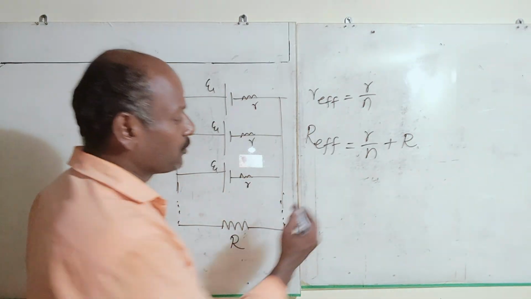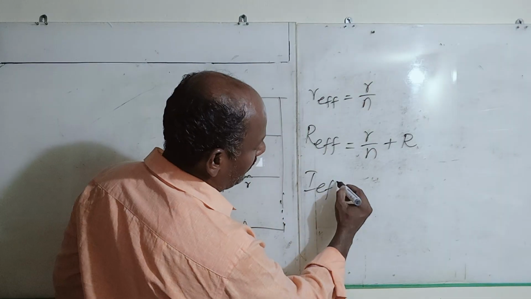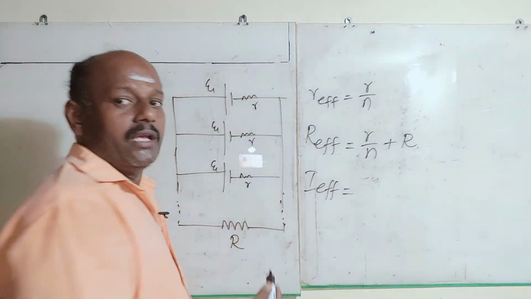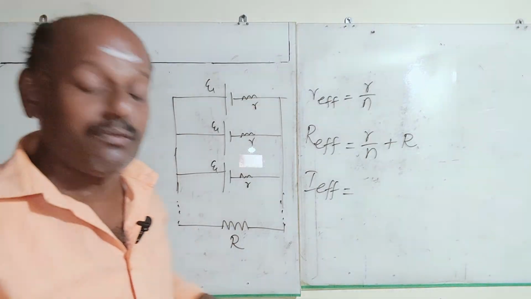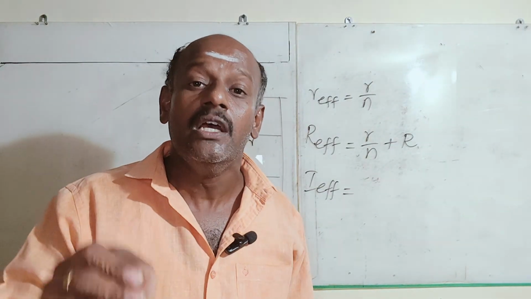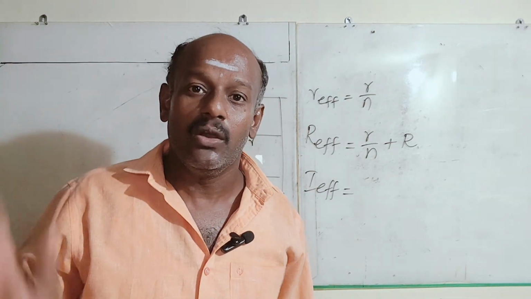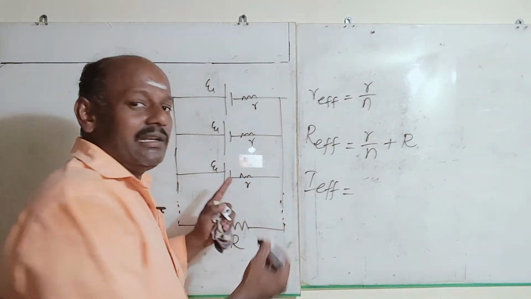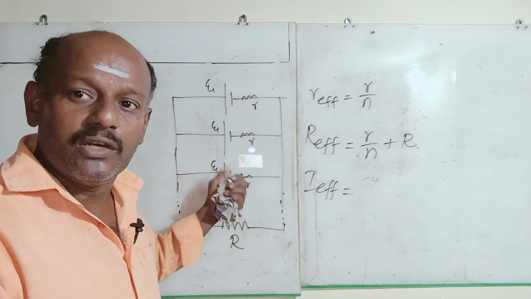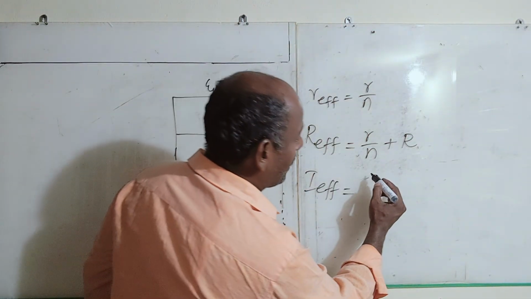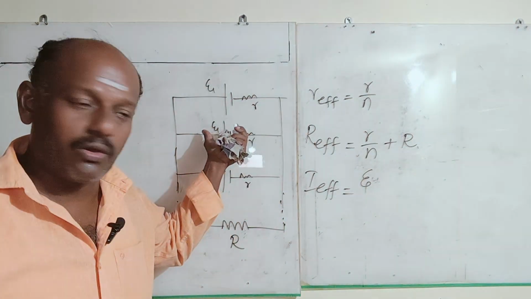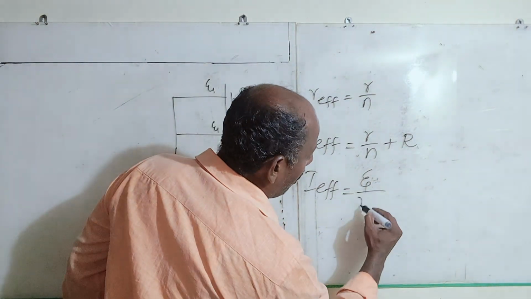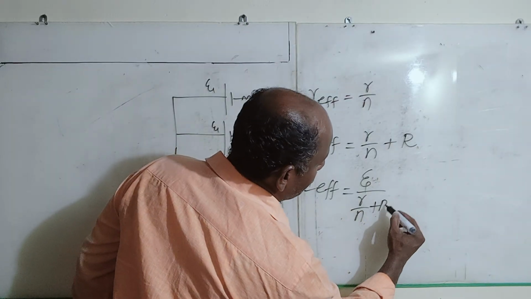Now I am going to find what would be the I effective. I effective will be equal to the total EMF. What is the total EMF? When the cells are connected in parallel, we know that in a parallel combination, the potential is constant. So the total EMF that can be delivered when connected in parallel is only E, that is the EMF of any one of the cells. So divided by R divided by N plus capital R.